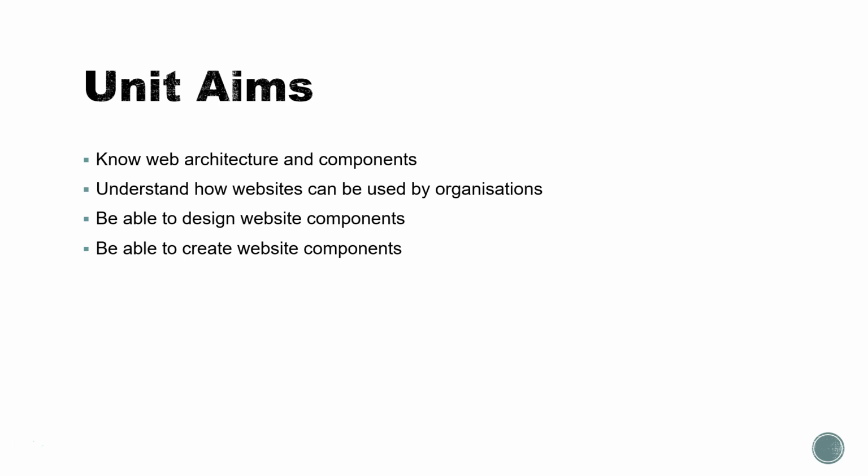Okay, so because it's in the unit, just look at the unit aim. So we're looking at knowing the website architecture and components. That's what we're specifically doing right now. Then we're going to understand how websites can be used by organizations. So the most common thing that you'll most likely be thinking of when you're thinking about why companies use websites is to sell stuff through things like e-commerce. It's not necessarily always the way, and sometimes a lot of the internet use and website use they do is actually internal. You don't actually get to see it particularly.